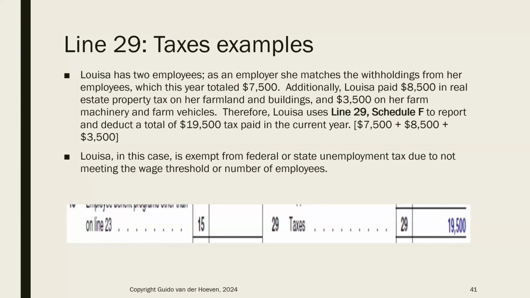It's those 3 items put together, and she would just report those all, as you can see illustrated there on line 29. Now, I'm just assuming here she's exempt from federal and state unemployment tax because she doesn't meet the threshold with the number of employees or wages per quarter.